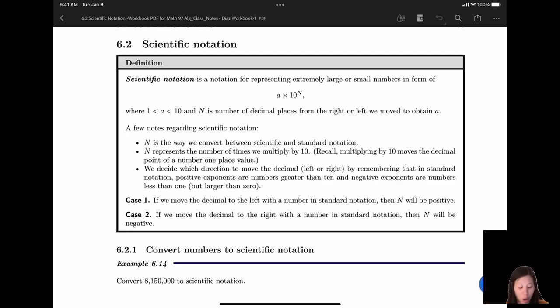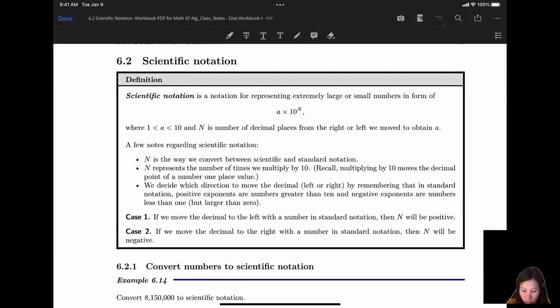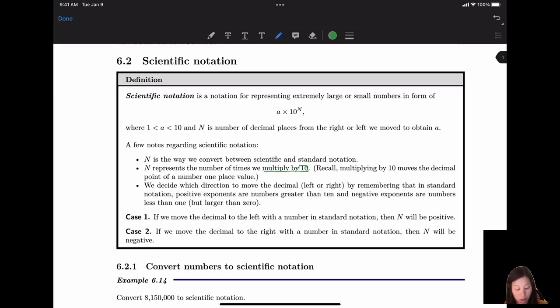So here are a few notes regarding scientific notation. n is the way that we convert between scientific and standard notation, and it represents the number of times that we multiply by tens. Remember, it's multiplied by tens. And we decide which direction to move the decimal, left or right, remembering that in standard notation, positive exponents are numbers greater than 10 and negative exponents are numbers less than 1.